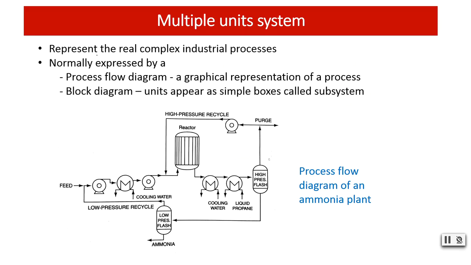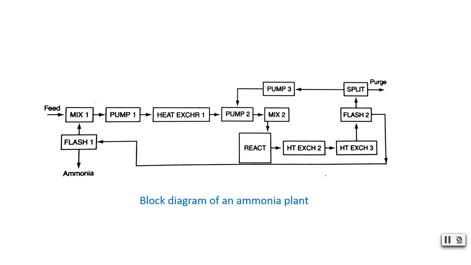Multiple unit systems represent real complex industrial processes, because industry involves so many processes, not only one process, normally expressed by a process flow diagram or block diagram. So a process flow diagram is like this. This is the process flow diagram of an ammonia plant, where the feed from here will go through a few processes in order to produce the ammonia here. This is what we call the process flow diagram.